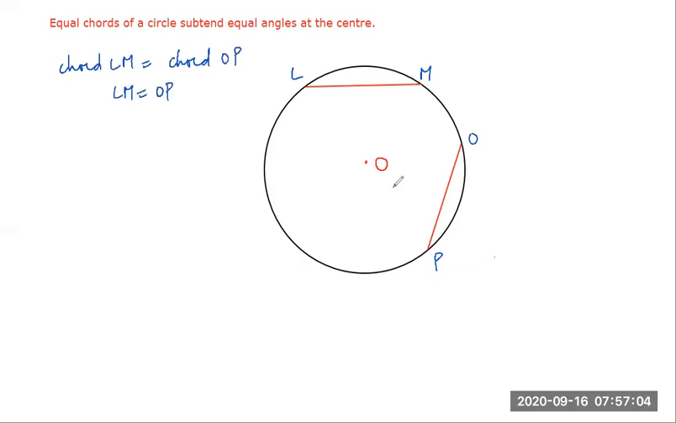Now what is the angle chord LM is subtending at the center? Oh, it's very simple. Simply join the endpoints with the center. So this is the angle chord LM is subtending on the center, and this is the angle chord OP is subtending in the center. We need to prove that they subtend equal angle at the center. Means this angle theta 1 and theta 2 are equal.